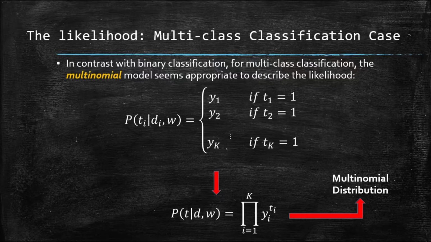And if t sub 2 has been turned on, meaning that the ground truth for the second class is 1, we'd like the likelihood to represent only y sub 2, which would be the desired output of your network that you'd like to be as close as possible to the ground truth. And also for t sub k being equal to 1: if the input belongs to the kth class, you only want to consider y sub k, which is the kth output of your network.